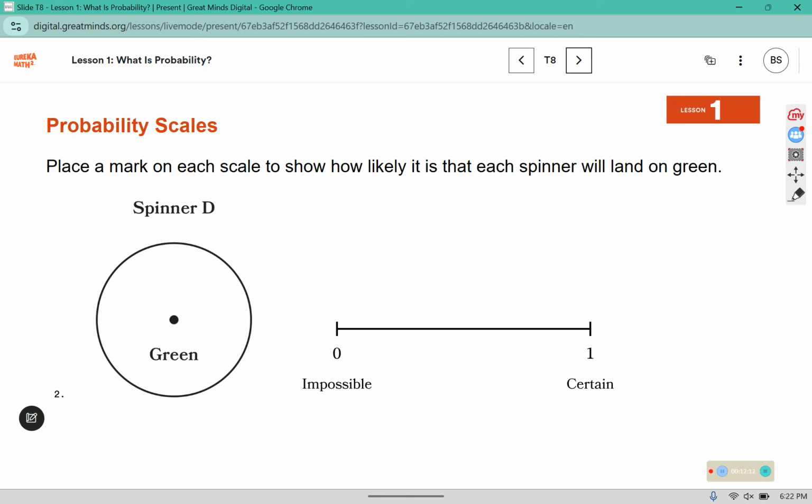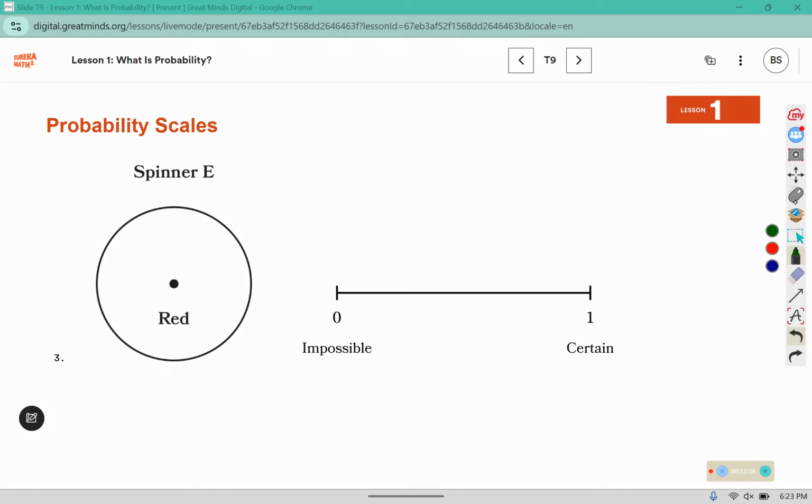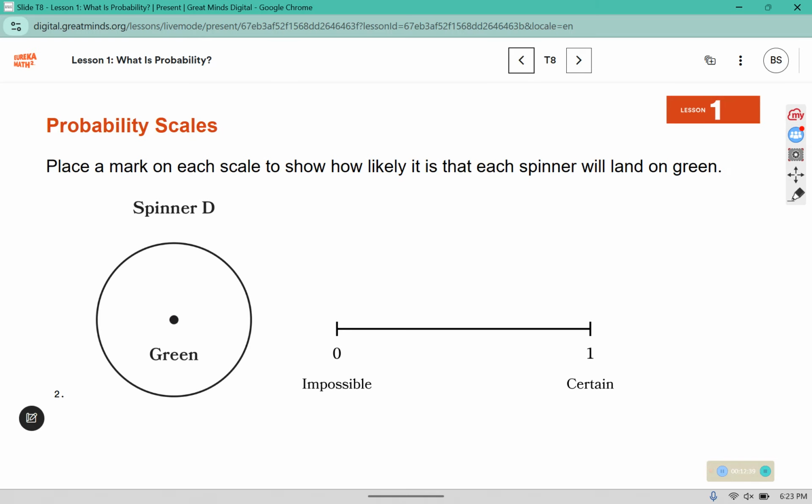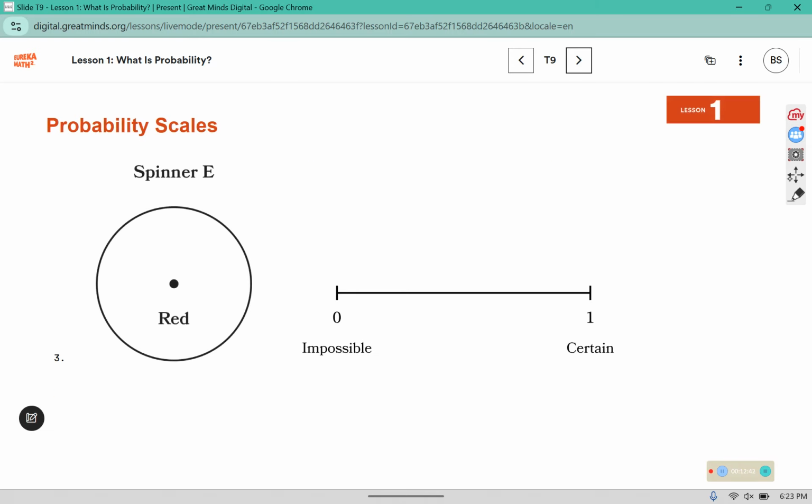Place a mark on each scale to show how likely it is that each spinner will land on green. Well, since the only color in here is green, we are going to say that that is certain. It must land on green. In this one, there is no green, so it is impossible that this spinner will land on green.